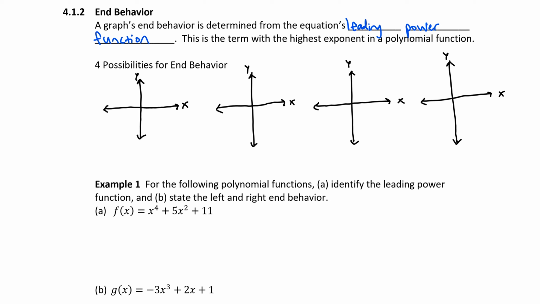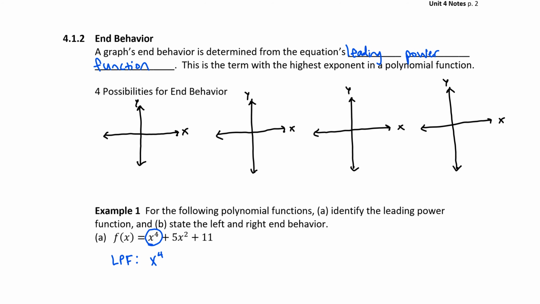We have a polynomial function given in example A, which happens to be a 4th degree polynomial function, and our leading power function is simply the term with the highest exponent. So in example A, our leading power function is x to the 4th. If I can identify that leading power function, which you can see is a pretty easy thing to do, then I can predict the end behavior.